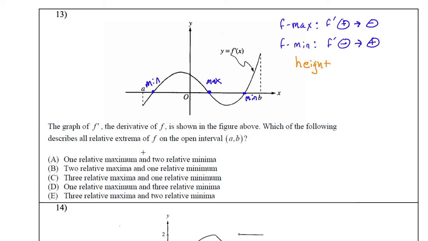And it always starts with maximum first. So one max, so it's between A and D just from the get-go, and 2 minimum. And there it is. A says 2 minimum.